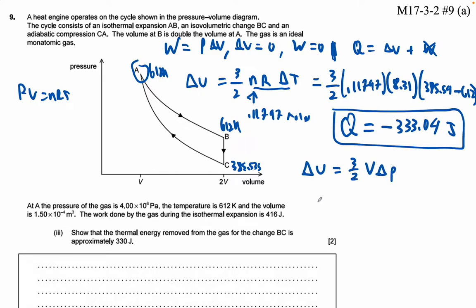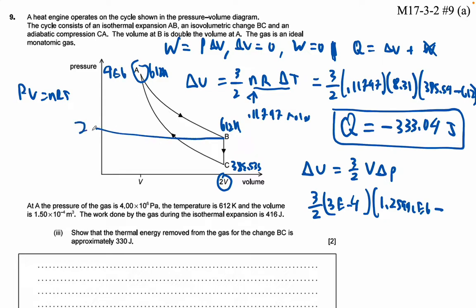So we can go delta U is 3/2, okay, times the volume, which is 3E minus 4. We know that because remember the volume here is twice the volume at A. And the volume at A is 1.5 times 10 to the minus 4th, right? And then the change in pressure is going to be 1.25991 E6 minus, and then the pressure here is going to be, well, that's a little bit tricky, right? So the pressure here was 4 E6, right? If you double the volume, the pressure here is going to be 2 E6.